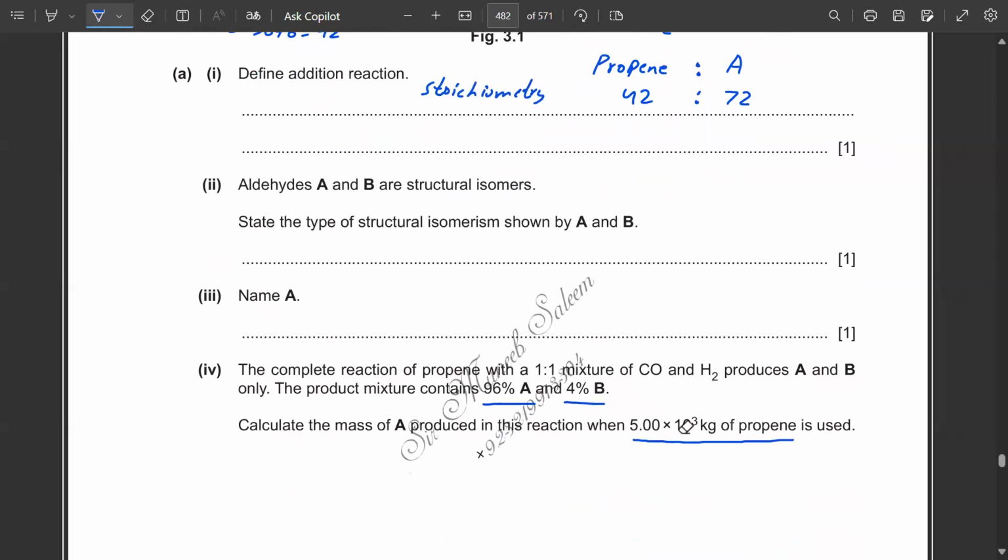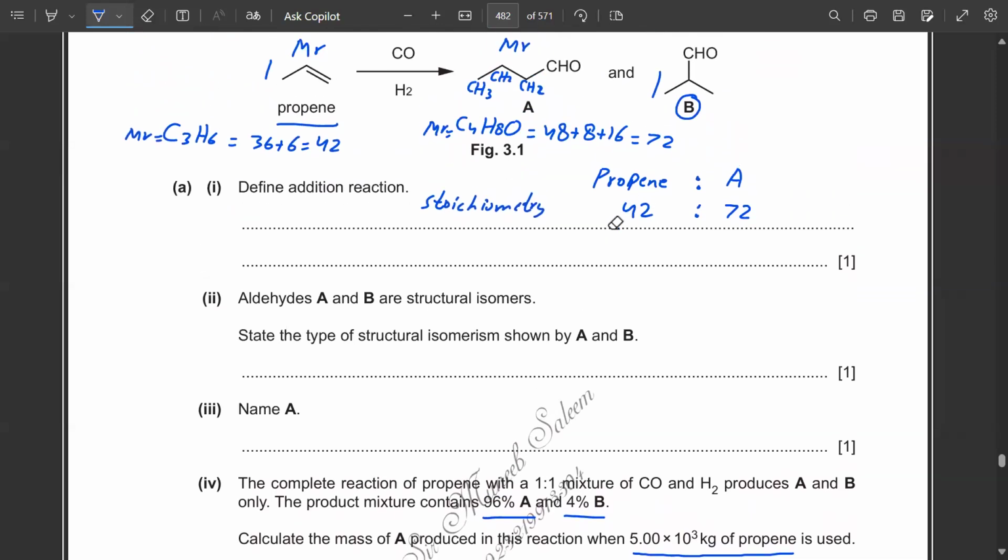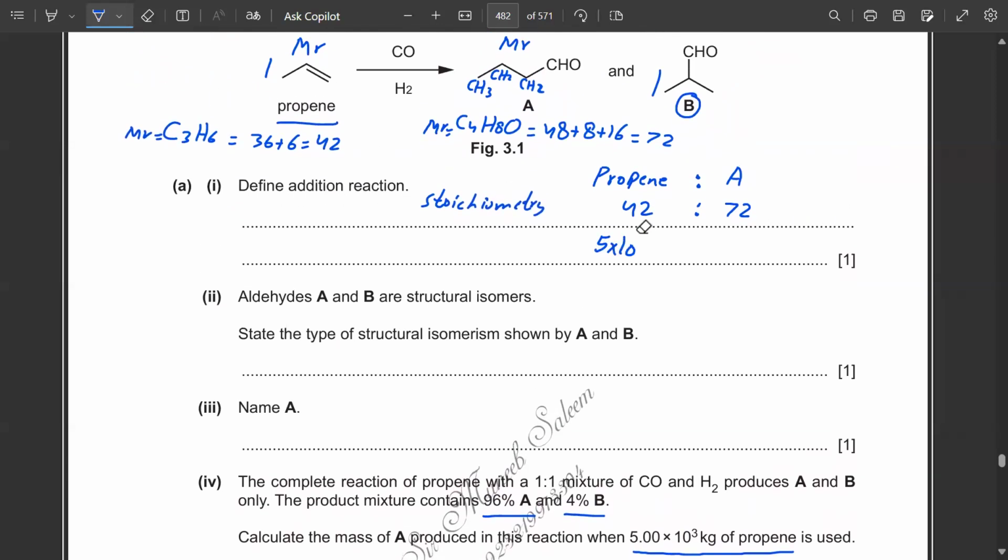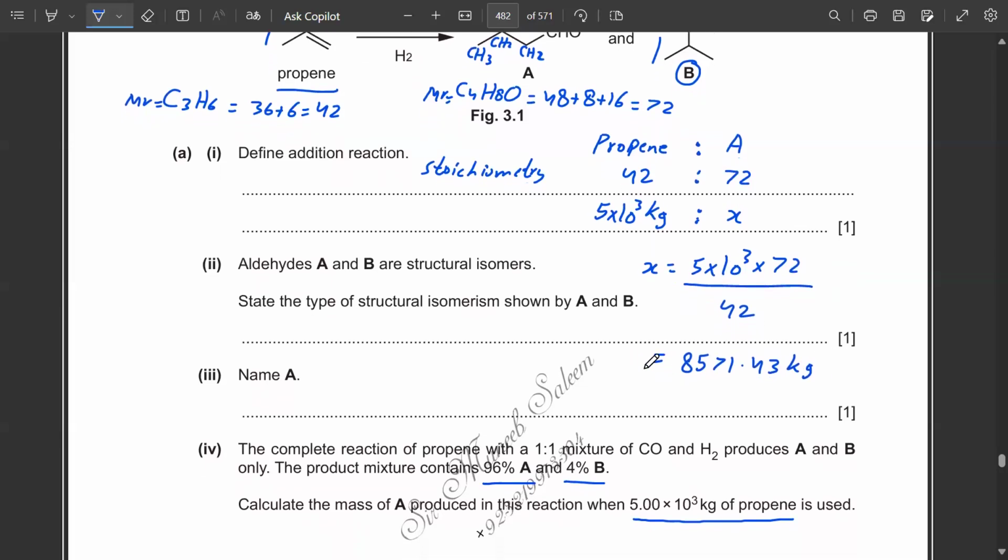We are given 5 into 10 raised to power 3 kg for propene. And for A, it becomes X, because that's what we have to calculate. So, X will become 5 into 10 raised to power 3 into 72 divided by 42. Now the answer will be 8571.43 kg.